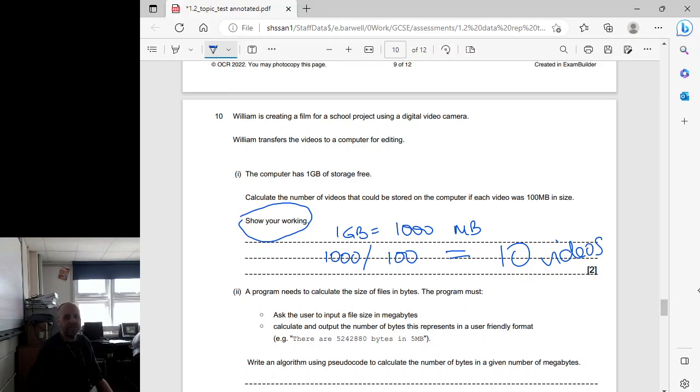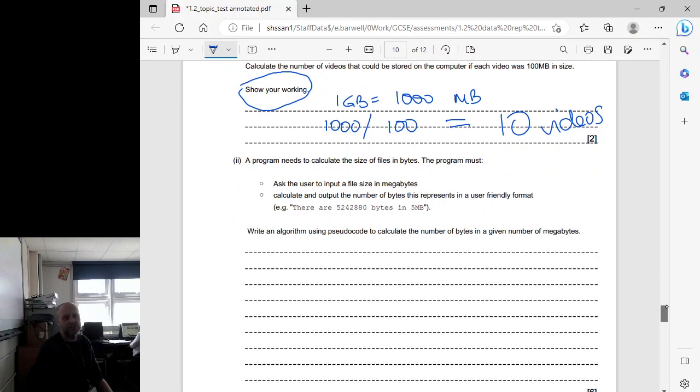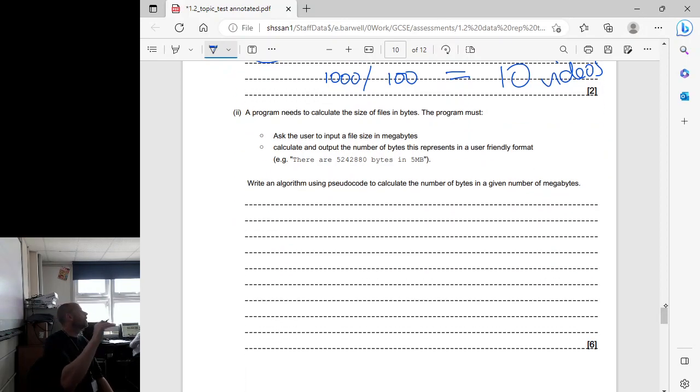Right, the next question. Some people had a go at this. I think one person got 6. But those people that had a go at this, in general, got at least 1 mark. The mark scheme was very generous. Right. Look at the bullet points. That's what you've got to do.